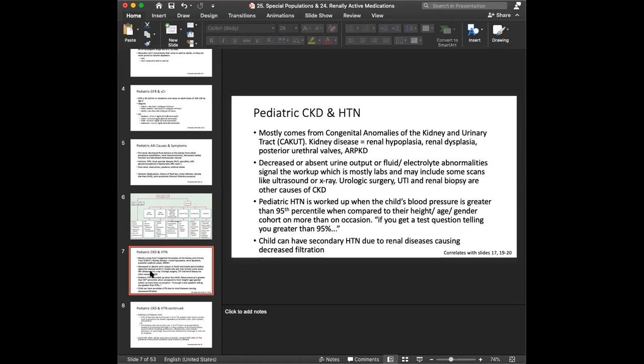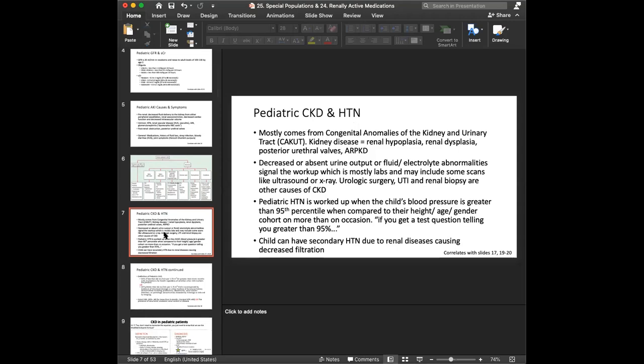Okay, pediatric CKD, the most common cause. Remember, we had 3 things that caused CKD. And one of these causes was congenital abnormalities of the kidney. So most of these are going to be congenital abnormalities. Decreased urine output could be another cause. Surgery, UTI, biopsy.